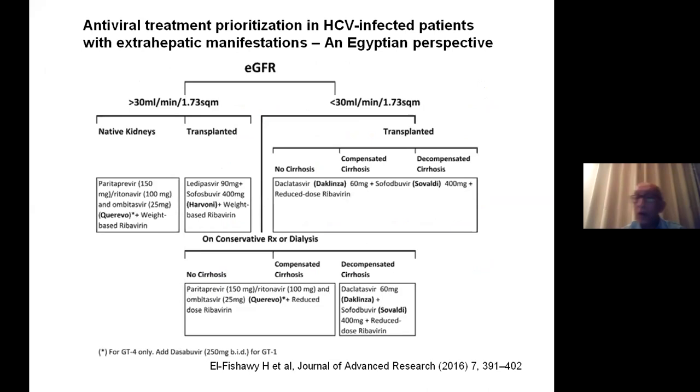according to the GFR. This paper was published in 2016 and probably might need a revision by 2020. They considered that if you have a GFR of more than 30 milliliters per minute, the sofosbuvir-containing regimen, the Harvoni, is still effective. And actually, sofosbuvir is cheap and available in many countries worldwide. But if we have a GFR of less than 30 milliliters per minute, daclatasvir and Sovaldi would be the preferred regimen.